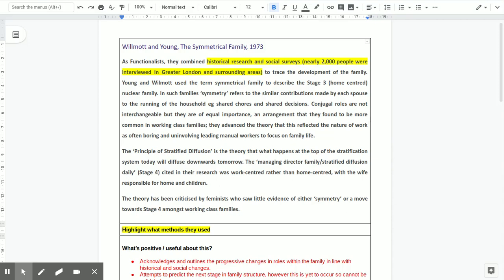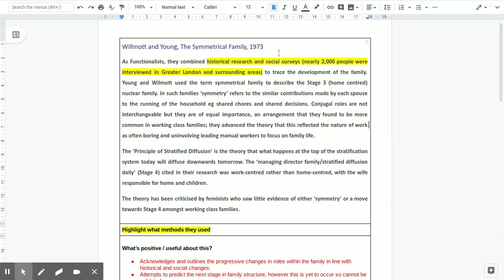Then Willmott and Young looked at how it moved on to stage 2, the industrial family. So industrialization hit, and the nuclear family was in essence born. Families got smaller, more independent, and more able to be mobile. So that's the key thing to remember: more mobile, more independent, and more able to work around society, more able to adapt themselves. That's where the nuclear family came into play.